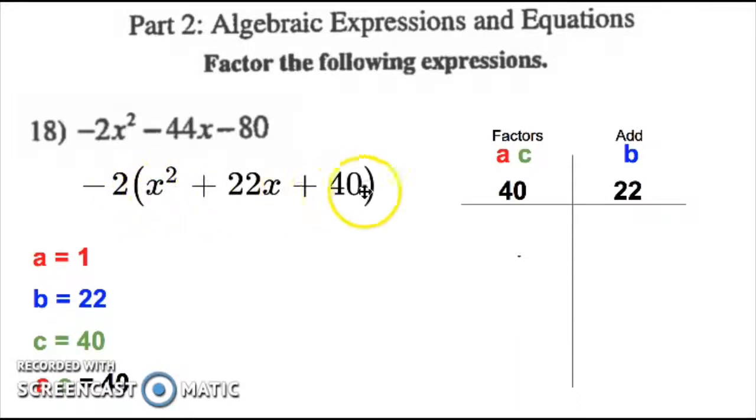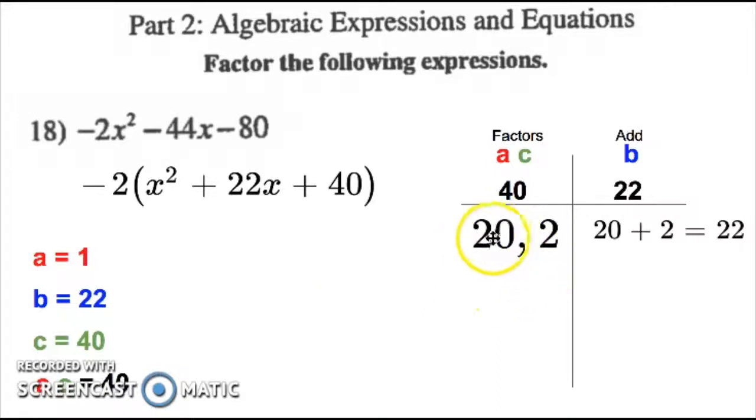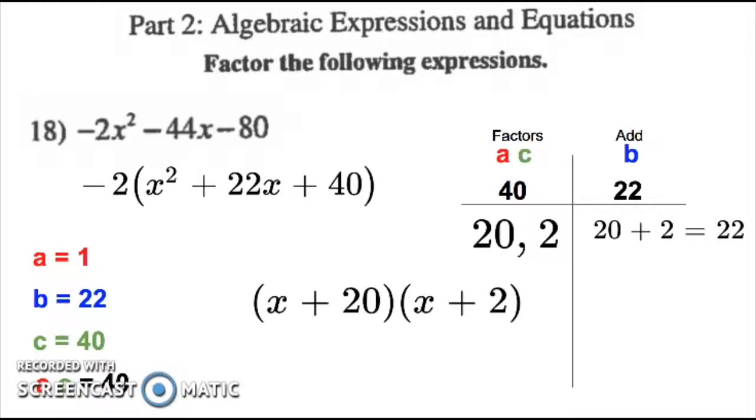Use these three for your A, B, and C and not the original. So we're looking for numbers that multiply up to 40 but add up to 22. That would be 20 and 2. 20 times 2 is 40. 20 plus 2 is 22. So that leaves me with x plus 20 times x plus 2, plus you put that GCF back in front for your complete answer for number 18.